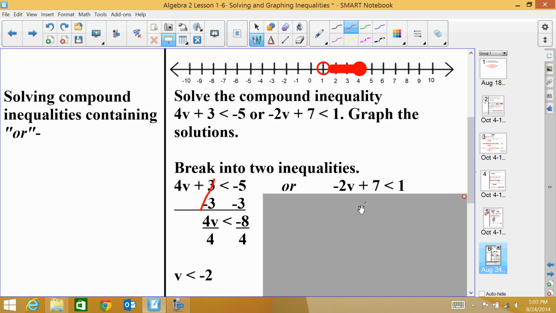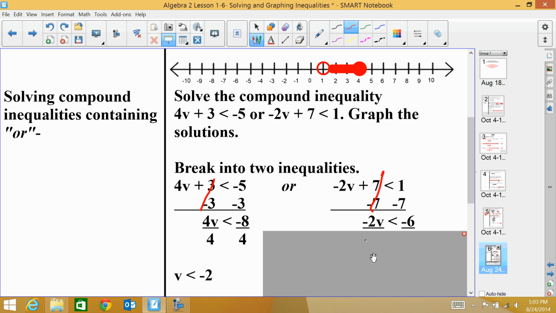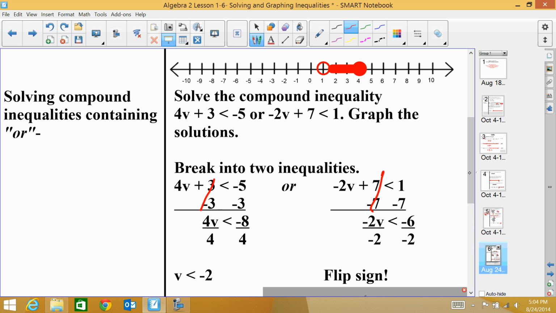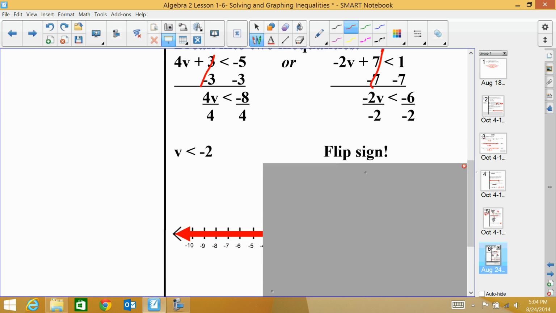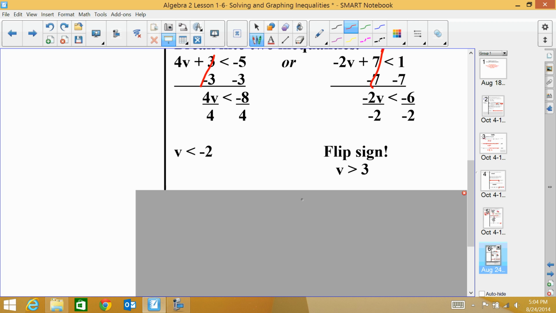And then over here, if we want to solve it, we would subtract 7 from both sides to cancel this out. And then we have negative 2v is less than negative 6. So we would divide by negative 2. And this time, the number we're dividing by is negative on the bottom. So we do need to flip our sign. And so we end up with v is greater than 3 because we had to flip it over. So now we're going to graph both of these together.